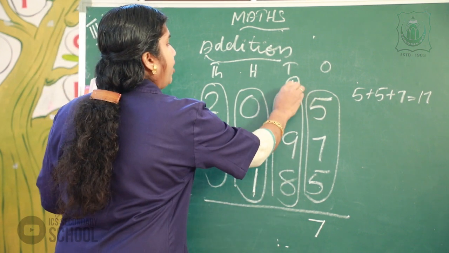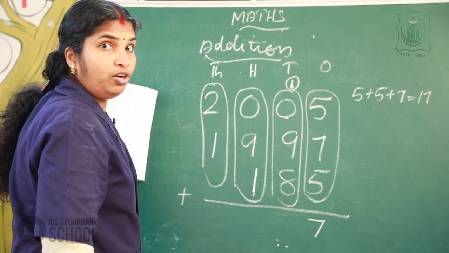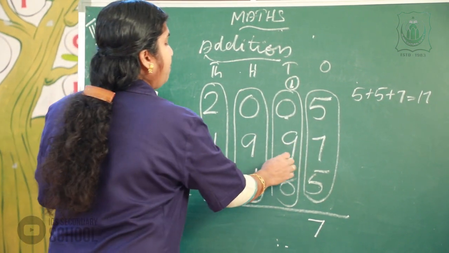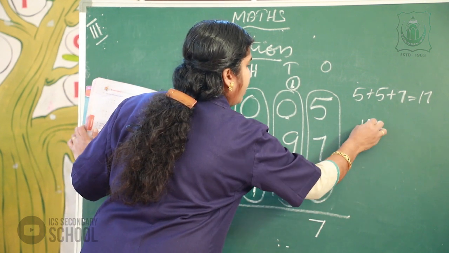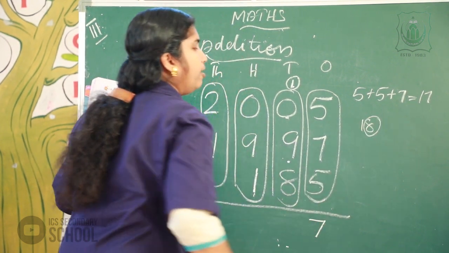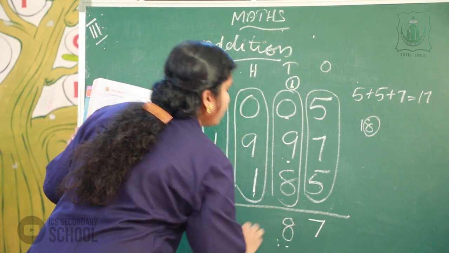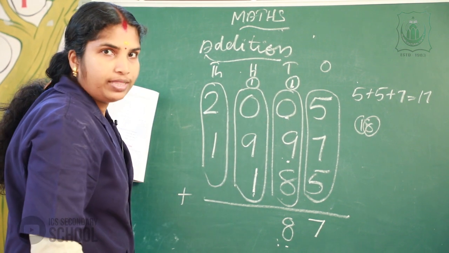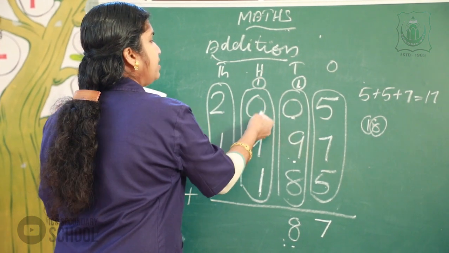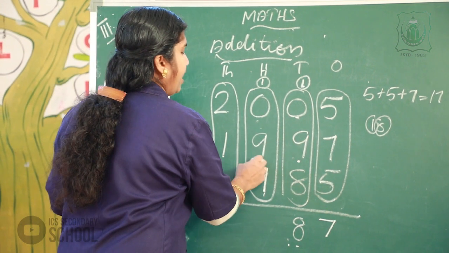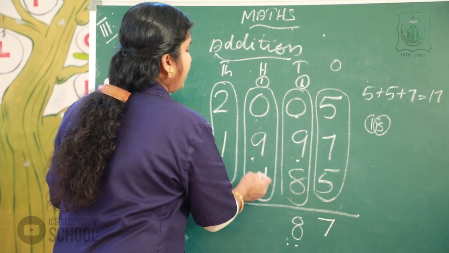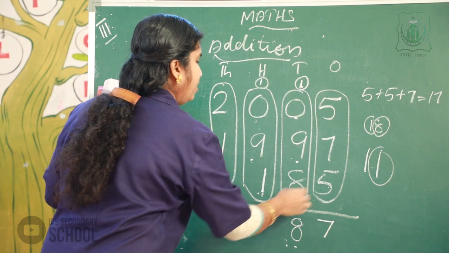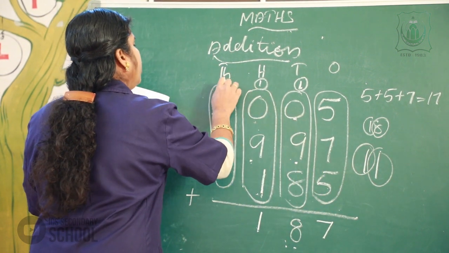Okay. 1 plus 0, 1. 1 plus 9, 10. 10 plus 8, 18. Here the 8 in the 1 place is added here, and the 1 in the 10 place is carried over to the 100 place. 1 plus 0, 1 plus 9, 10. 10 plus 1, 11. This 1 is added here. Next the 1 in the 10 place is carried over to the 1000 place.